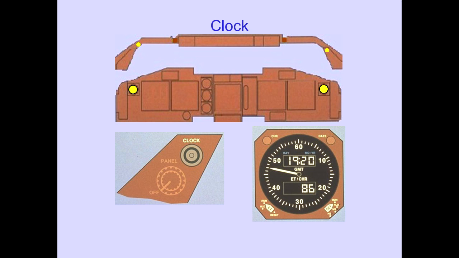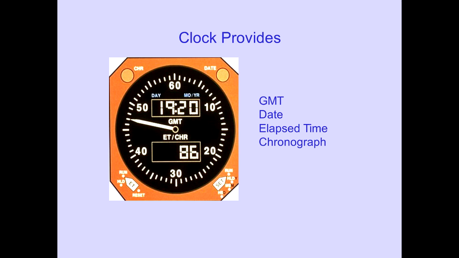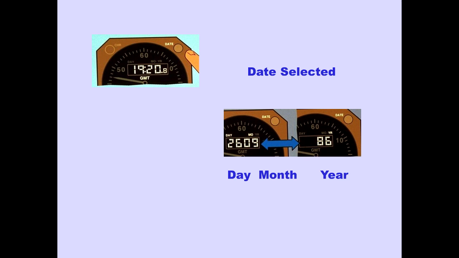Clocks are located on the captain's and first officer's panels. A clock switch for each clock is located on the glare shield. The clocks provide GMT, date, elapsed time, and chronograph functions. Pushing the date switch displays the date. The day, month, and year are alternately displayed.